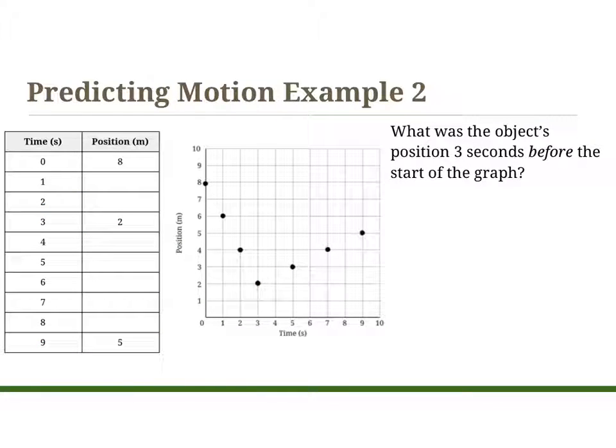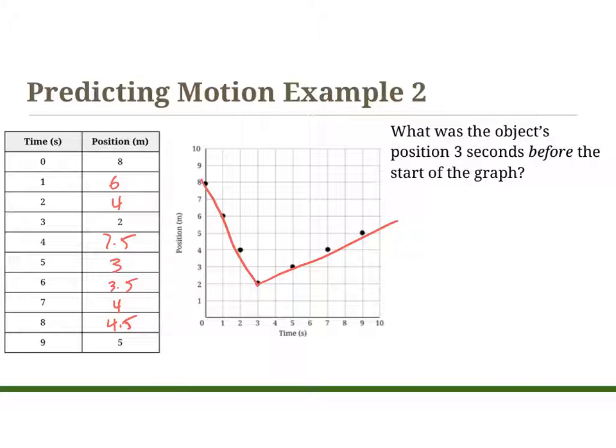Now we need to figure out what happens to an object's motion 3 seconds before the start of the graph. Well, I need to go back and fill these values in just so that we have them. So it's 6 and 4 and 2.5 and 3 and 3.5 and 4 and 4.5. You're all looking at this. We have this line here and we have this line here.